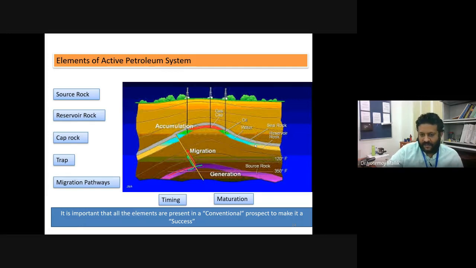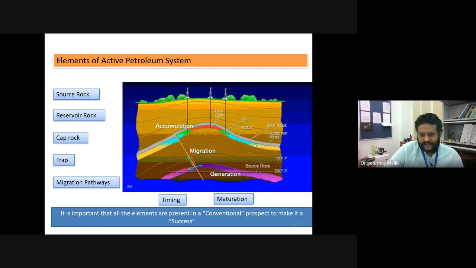We talked about timing, that the trap development must have happened before the hydrocarbon essentially expels out, and then maturation, that the source rock needs to be at that particular temperature for a number of million years, a significant amount of time, so that the hydrocarbon can expel out from it. So it is important that all these elements are present in a conventional prospect to make it a success.